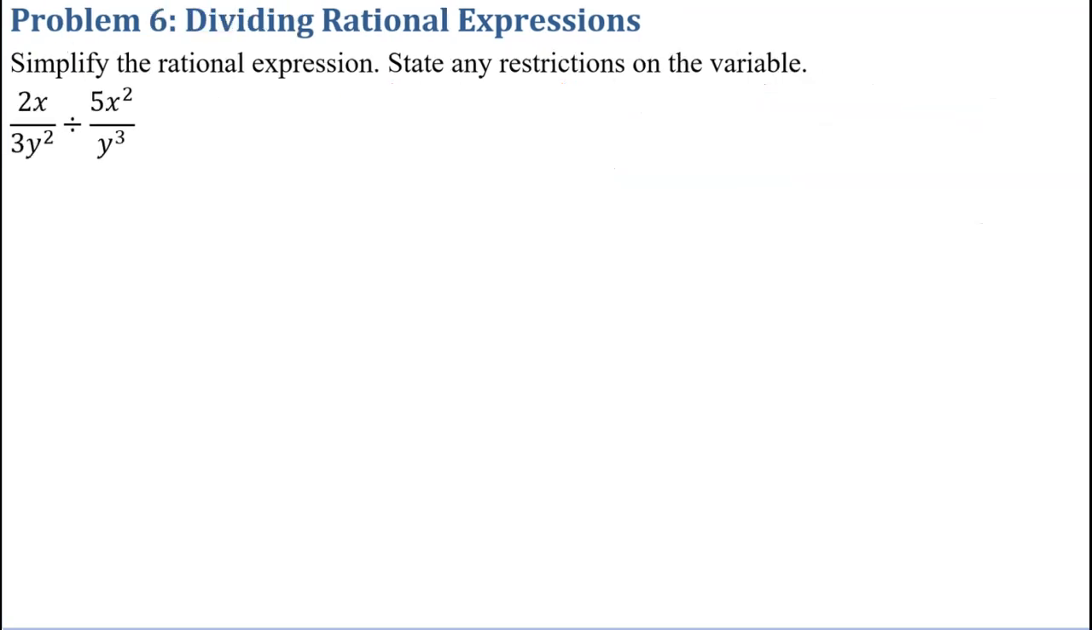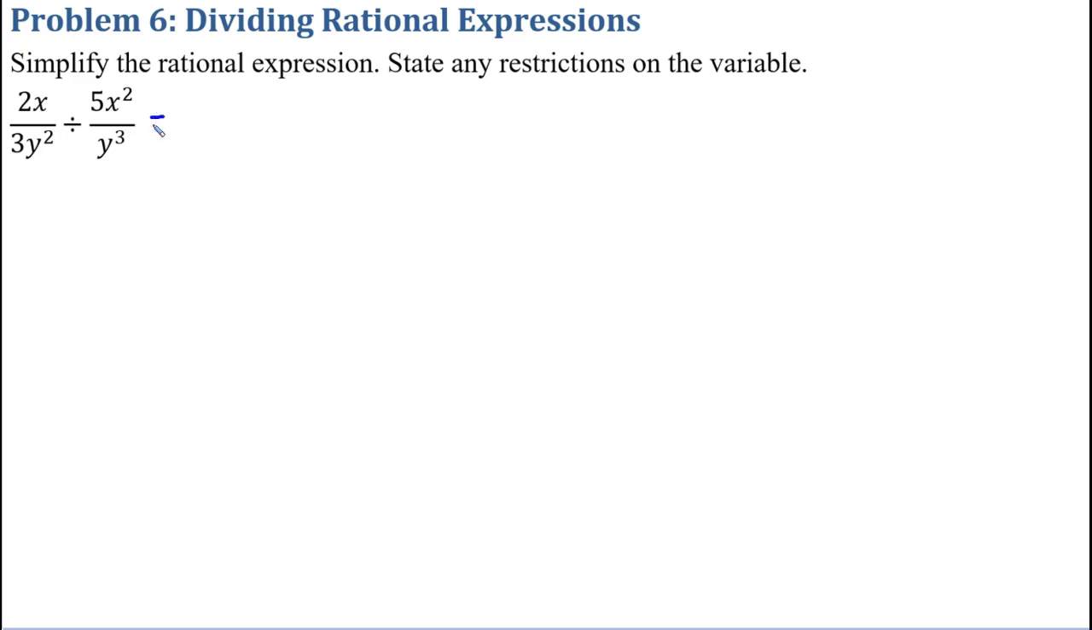Last problem we're going to look at is dividing rational expressions. So simplify the rational expression. We'll divide and then simplify. Once again, look to factor if possible. Here I don't have any binomials or any multi-termed factors, so there's nothing to factor here.